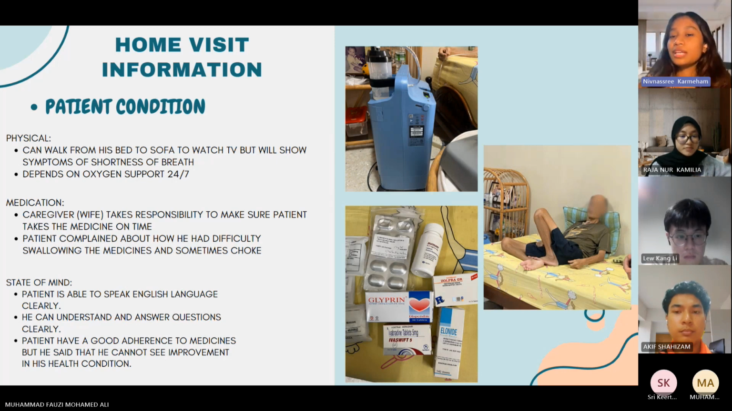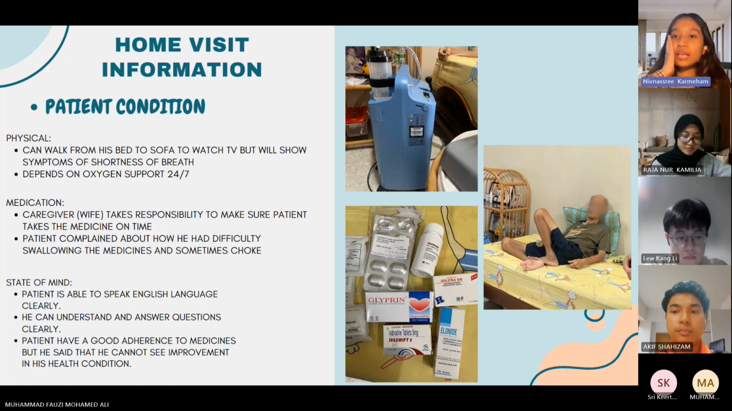So, the patient's state of mind. The patient is able to speak English clearly. He can understand and answer questions clearly. The patient has good adherence to medicines, but he said that he cannot see improvement in his health condition despite the abundance of medications that he's taking.